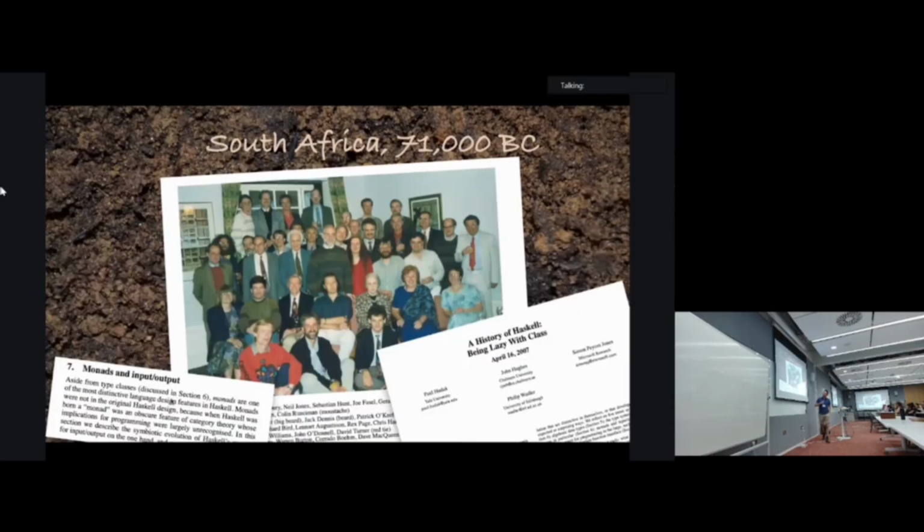Okay, maybe not so long ago, not in South Africa, 71,000 BC, you had these guys here who made the Haskell programming language. You can tell I'm more Haskell-centric because I keep on having references to the language. But they wrote an interesting paper about monads and I/O being central to the design of that language, and it's the first language that uses monads at all. So what are monads? They're basically a way of understanding serial computation.